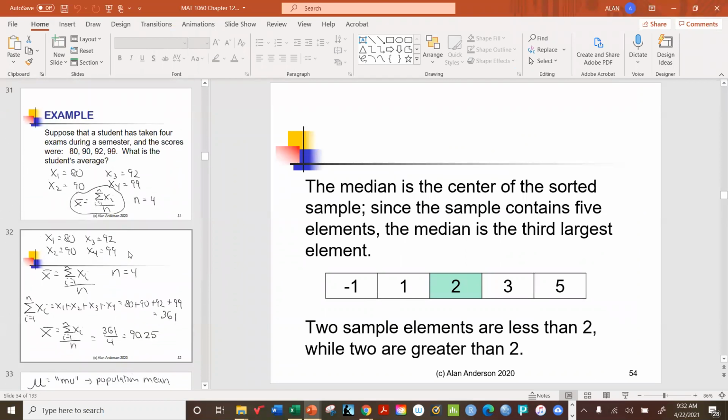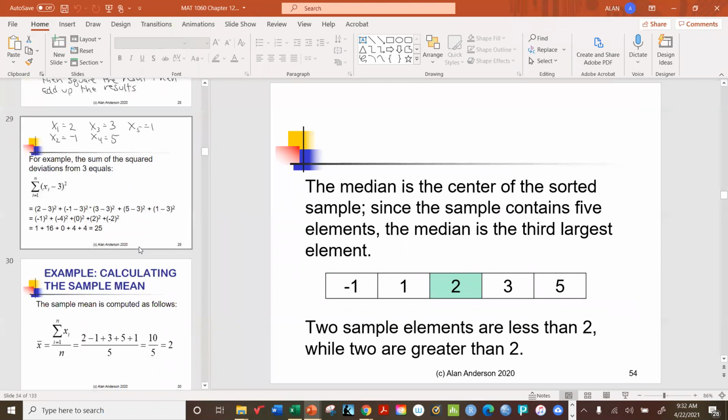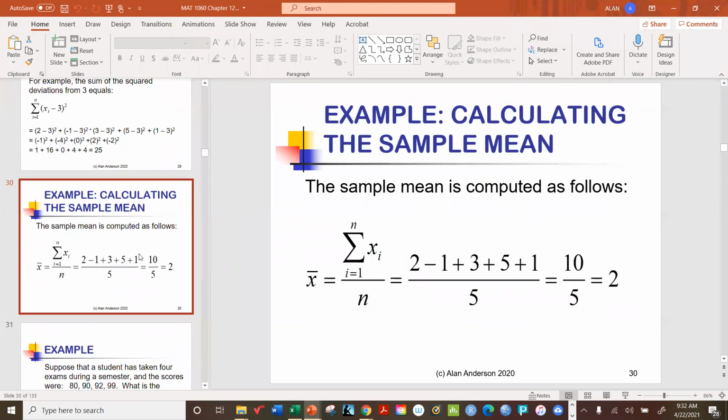We have a sample mean and a population mean. We started out with a simple case, with 5 elements in our sample. The sample mean requires us to add up the 5 sample elements and then divide by the number of elements, which is 5, and we wind up with a 2.